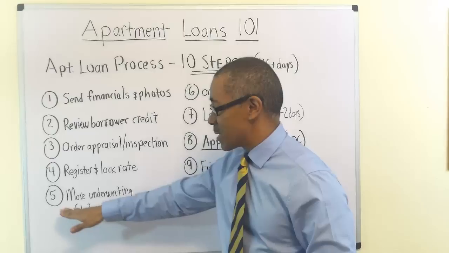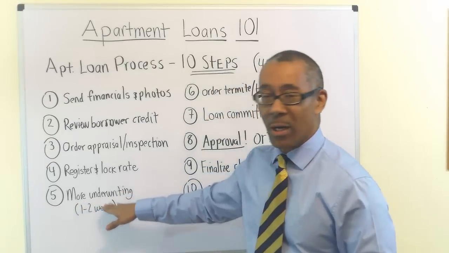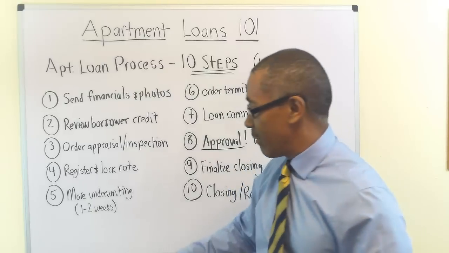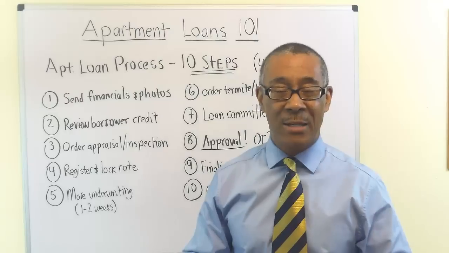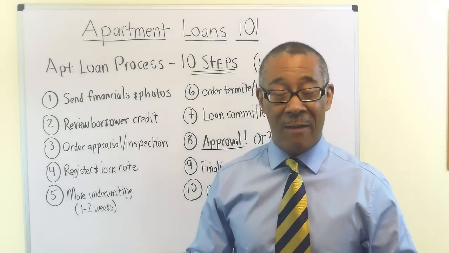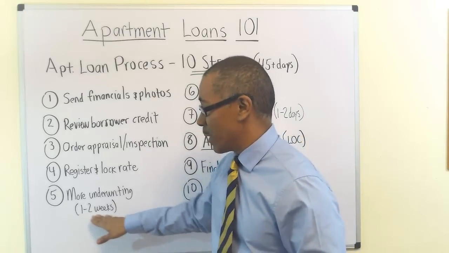Step number five starts with phase two. Phase two is there's a lot more underwriting the lender has to do. It takes 1 to 2 weeks for them to get through these things. There's about 18 to 20 things that they have to do, not that you have to do, but they have to do.